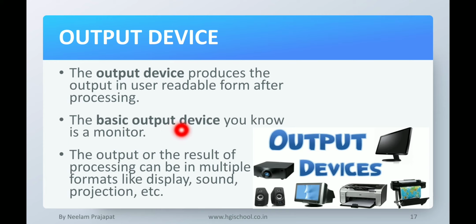The basic output device we know is the monitor. The output for the result of processing can be in multiple formats like display, sound, projection, etc. To display we can use a monitor, to hear the sound we can use speakers, and for projection we can use a projector. Here there are some output devices. You can see this is a projector, speaker, CRT, then a printer, this is a plotter and LCD.